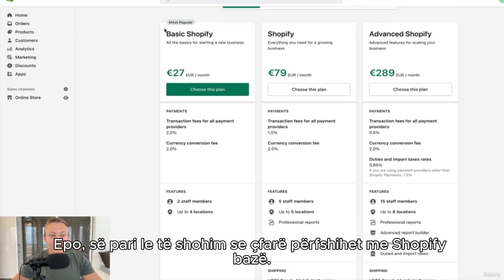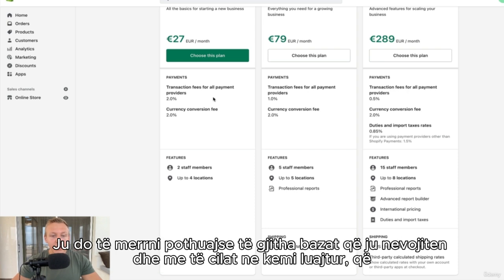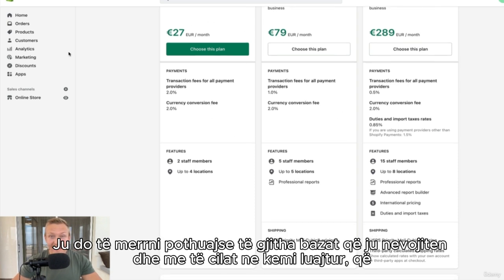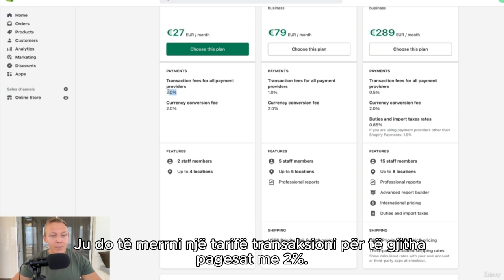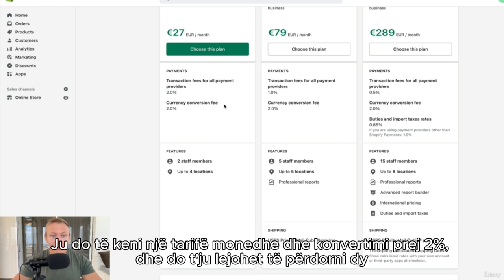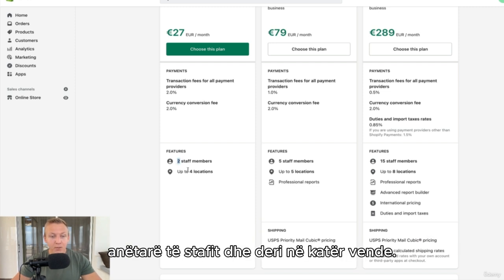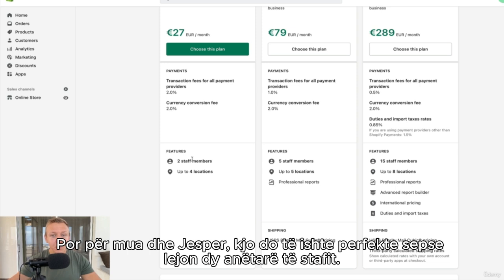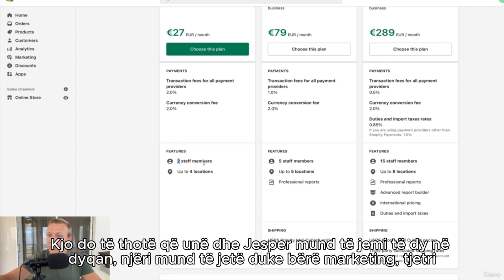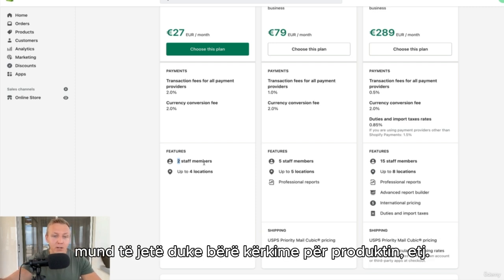Well, let's first look at what's included. With the basic Shopify, you are going to get pretty much all of the basics that you need, that we've been playing with, that we're going to need to get our store up and running and make it profitable. You're going to get a transaction fee on all payments of 2%. You're going to have a currency conversion fee of 2%, and you're going to be allowed to use 2 staff members and up to 4 locations. We don't need to use locations because we are drop shipping, so this doesn't matter to us. But for me and Jesper, this would be perfect because it allows 2 staff members. That means that me and Jesper could both be in the store. One could be doing the marketing, the other one could be doing product research, etc.